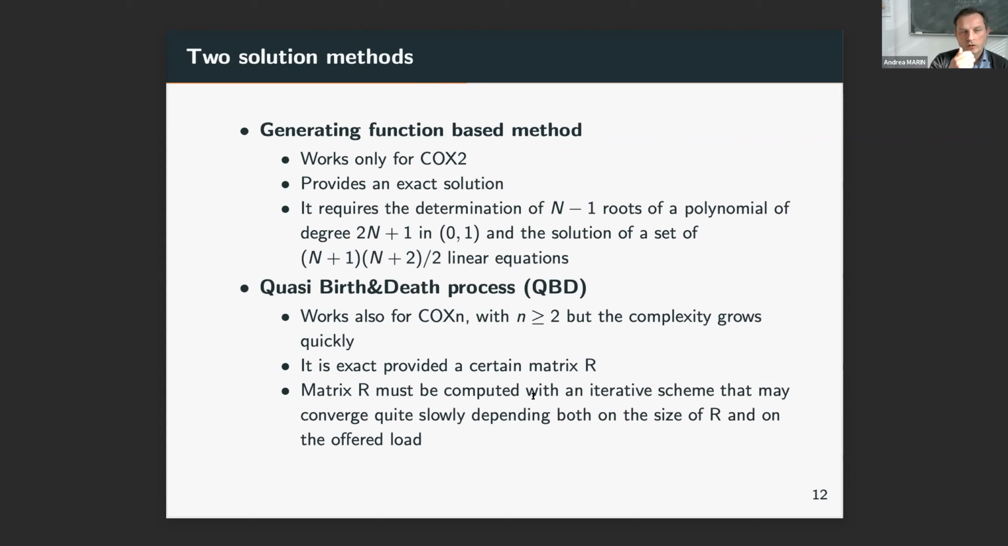Each of them has pros and cons. I invite you to listen to the longer presentation for a description of this. One is based on generating functions, and one is based on a quasi-birth-death process solution.